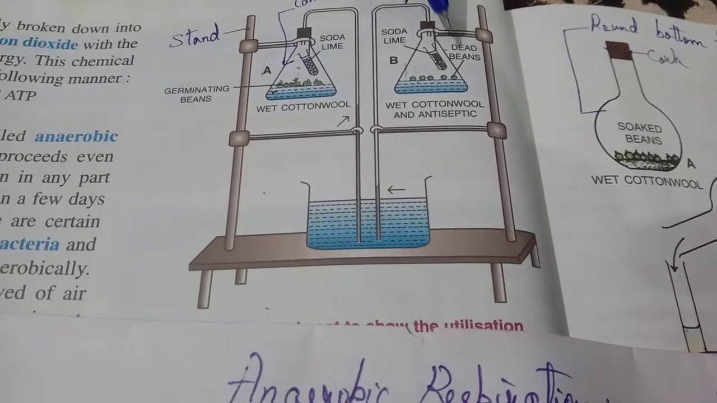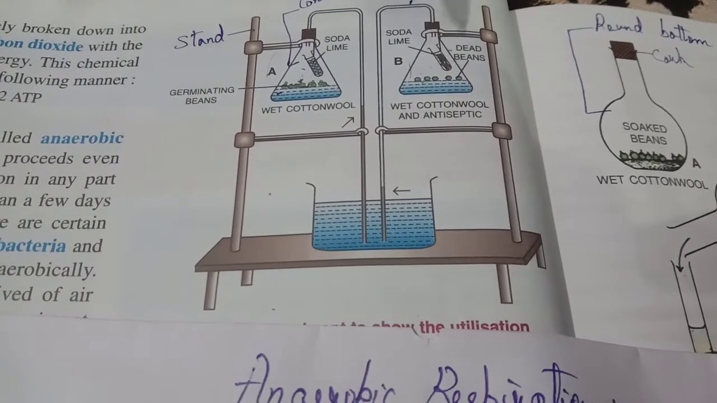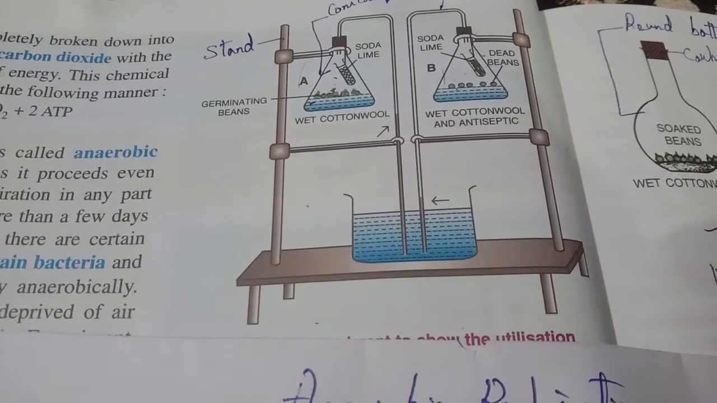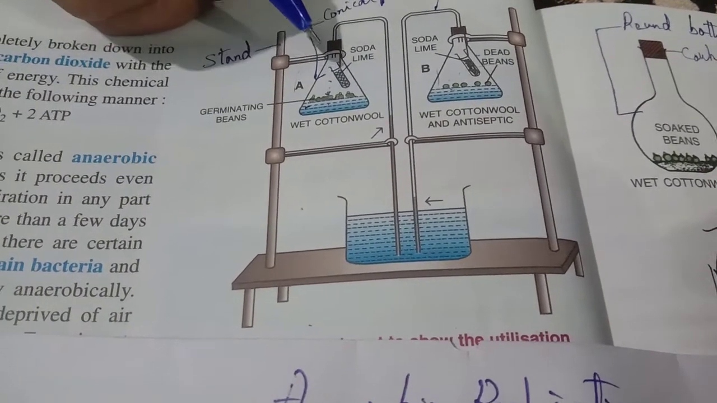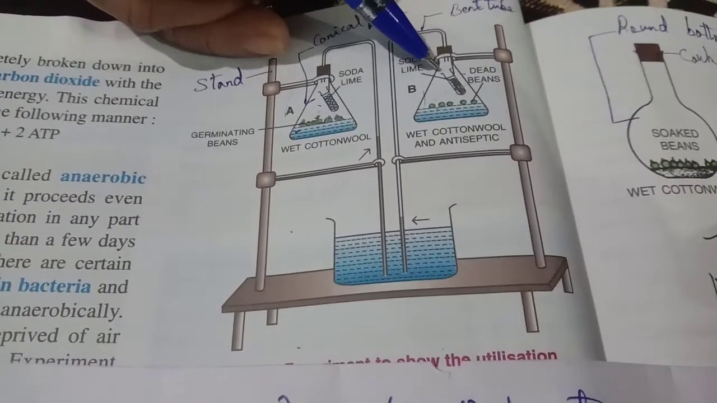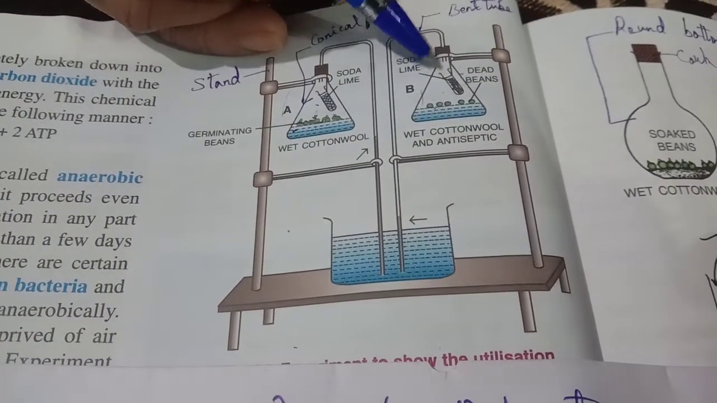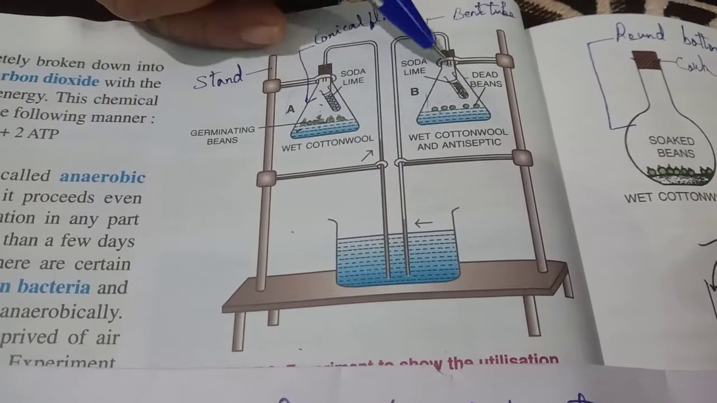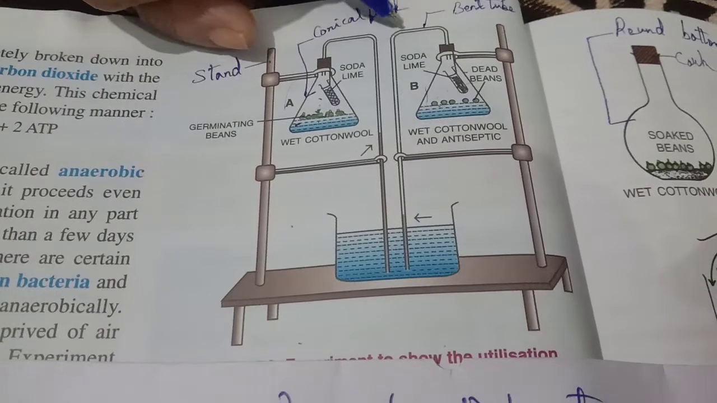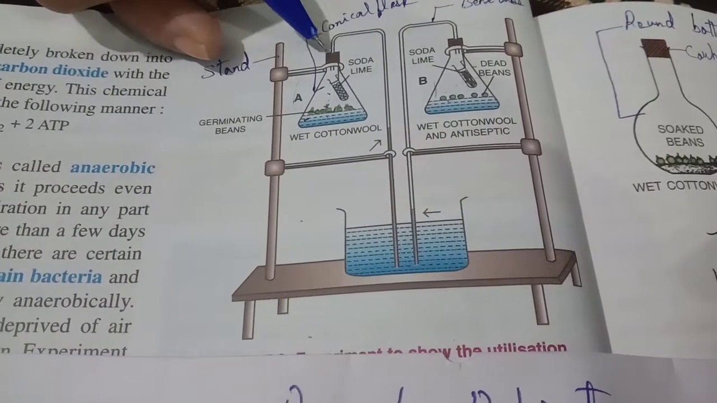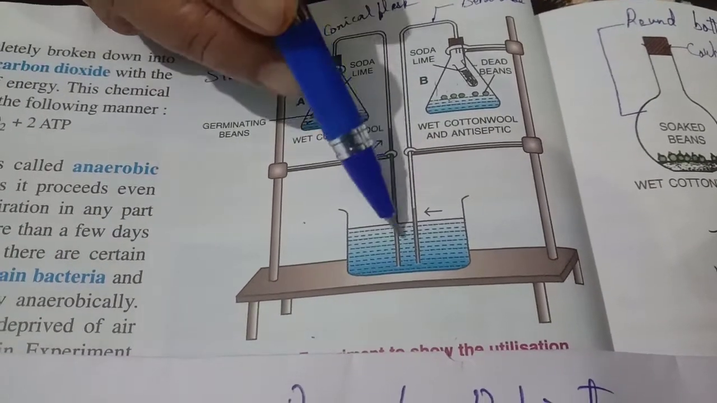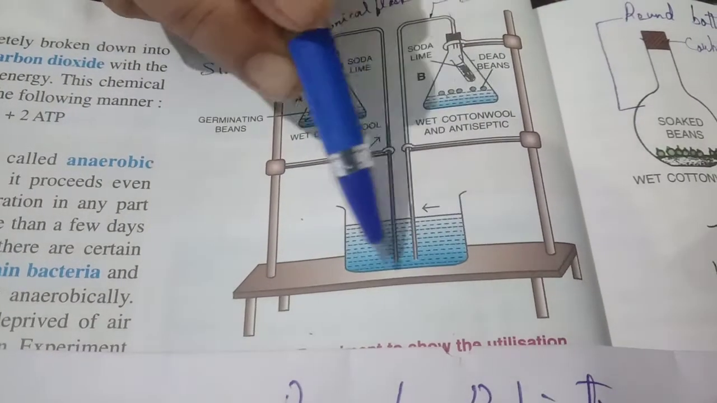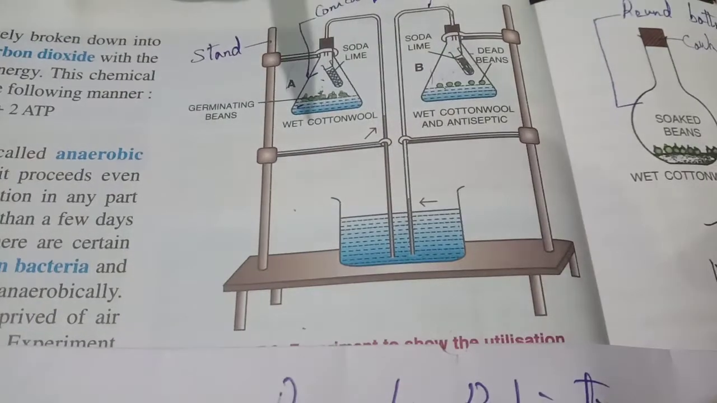Next, we introduce a small test tube. Got it? Containing soda lime. What is soda lime? It is a mixture of sodium hydroxide and silicate lime. Clear? What is the purpose of soda lime? To absorb any carbon dioxide. Clear? And then you have a bent tube which passes out from each of the flasks and is then introduced into a beaker containing water.